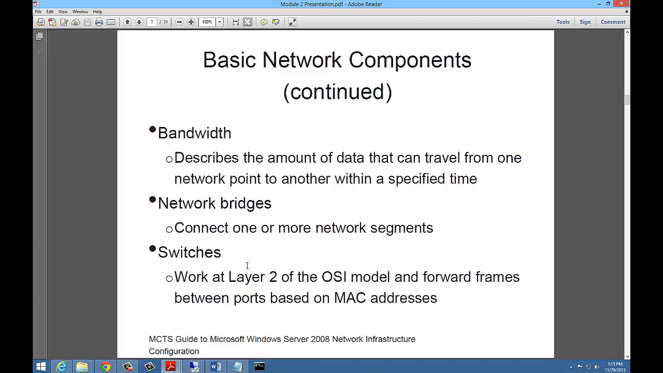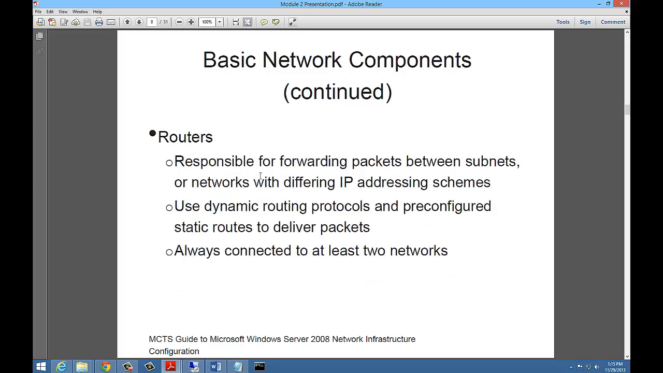and makes the network far more efficient. A router is responsible for forwarding packets between subnets or networks with differing IP addressing schemes, using dynamic routing protocols and pre-configured static routes to deliver packets, and is always connected to at least two networks. So what this basically means is the easiest thing to picture here is the inside of your network and then the rest of the world. So what connects you to the rest of the world on the internet is a router.